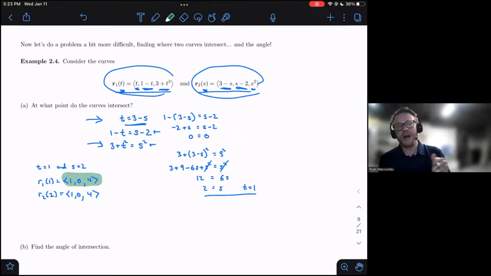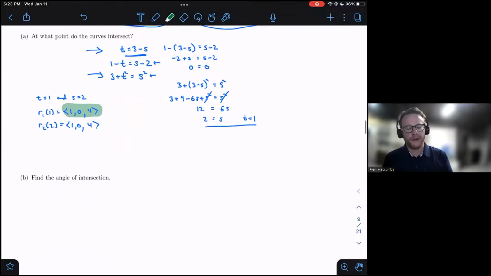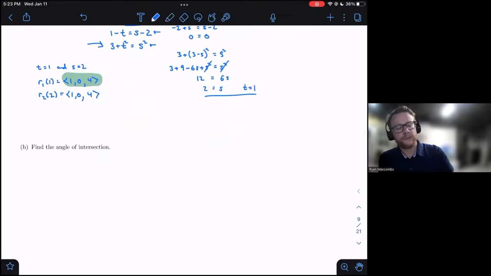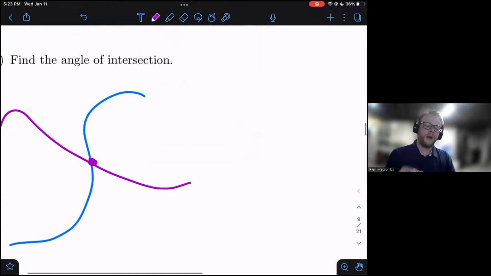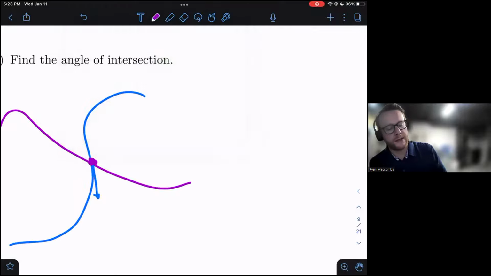All right, the last thing that I want to talk about is finding an angle of intersection. So basically, we have these two interesting curves in space, and they intersect at this point. And the question is, what is the angle that they intersect at? The idea here is to find the direction vector at this point. So let's say this here is our direction vector for each one of these.